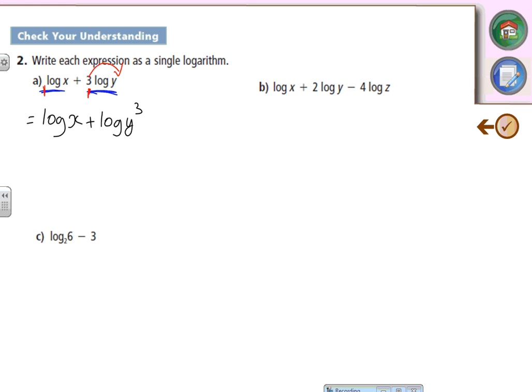Now we've got coefficients of 1 in front. You got two logs, let's bring it together. Log of, we're adding, so we multiply, x y cubed. Can't go any further. That's a done deal. Let's go over to B.